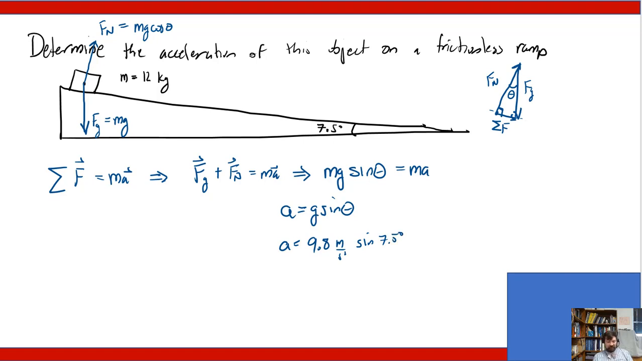And so then we enter all of this stuff into our calculator. We have 9.8 times the sine, make sure you're in degree mode, of 7.5. You end up with 1.279, which to two significant figures ends up looking like 1.3 meters per second squared. We've solved the problem.